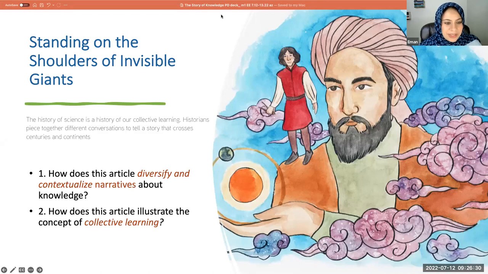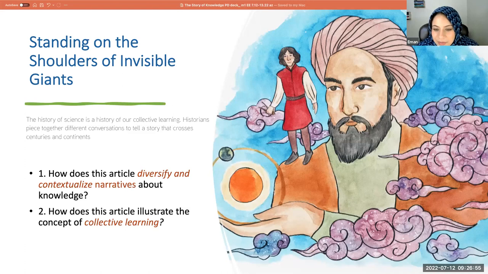So the first question is, how does this article diversify and contextualize narratives about knowledge? And the second one is, how does this article illustrate the concept of collective learning? And I should say that I'm also talking about the images in the article, not just the text, because we had a wonderful set of artists work on these as well.